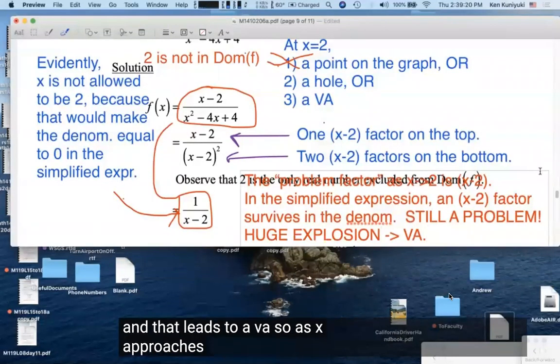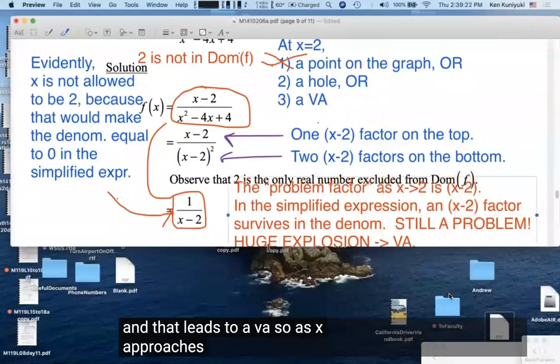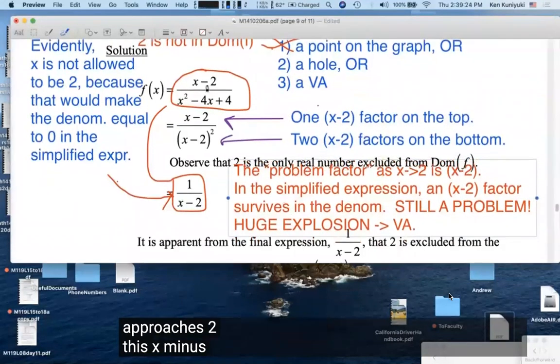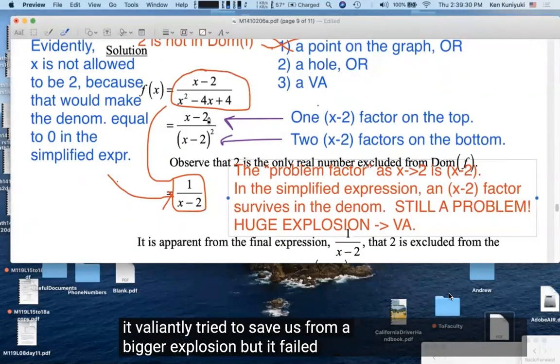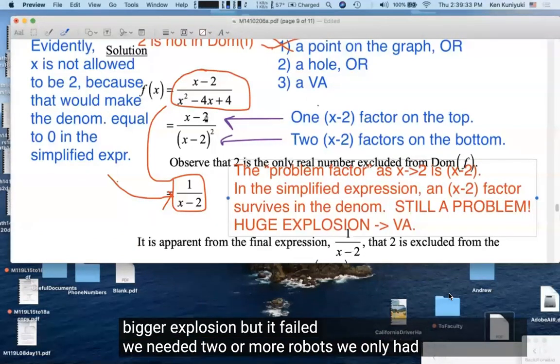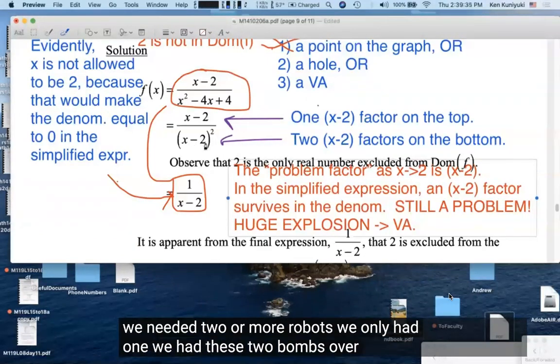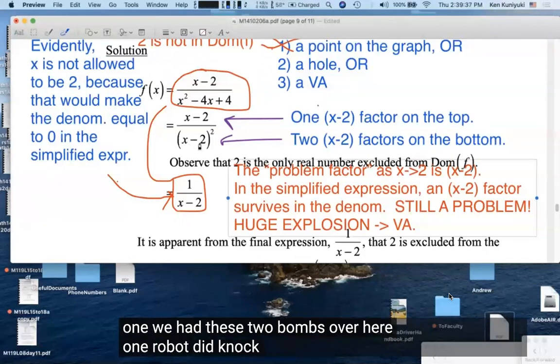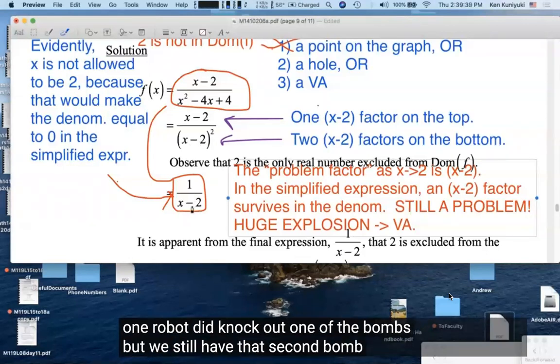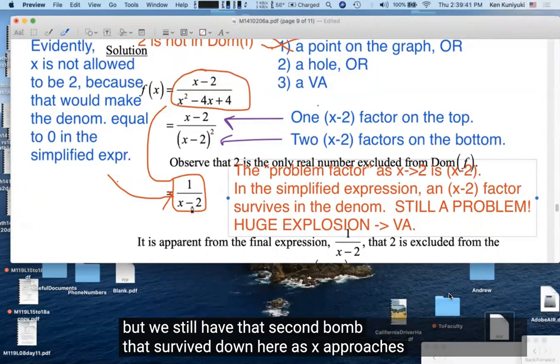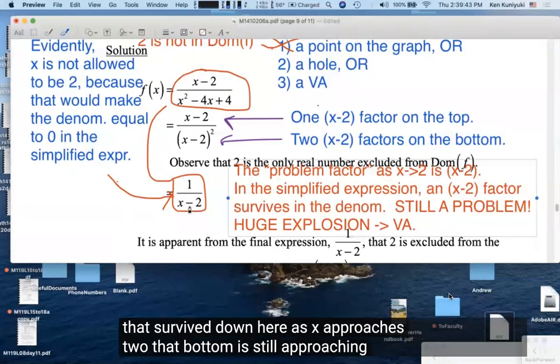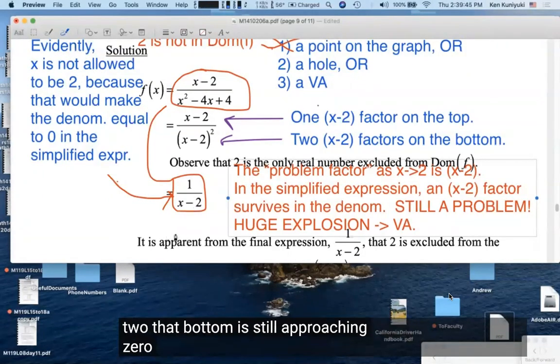So as x approaches 2, this x minus 2 factor up here, this robot, valiantly tried to save us from a big old explosion, but it failed. We needed 2 or more robots. We only had 1. We had these 2 bombs over here. One robot did knock out one of the bombs, but we still have that second bomb that survived down here. As x approaches 2, that bottom is still approaching 0, which means we're going to get a huge explosion.